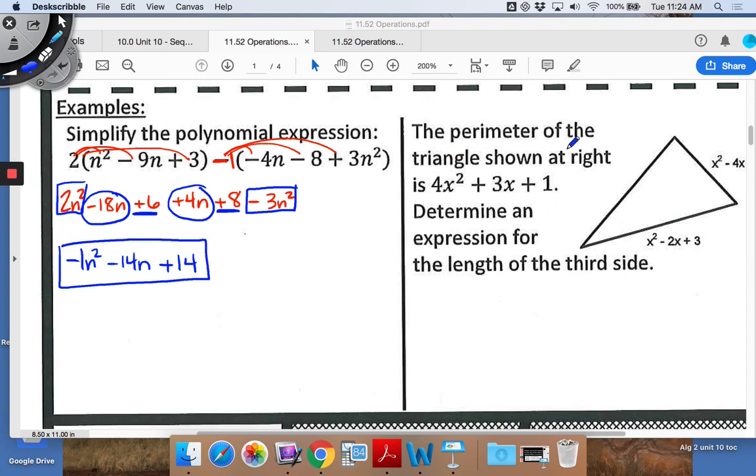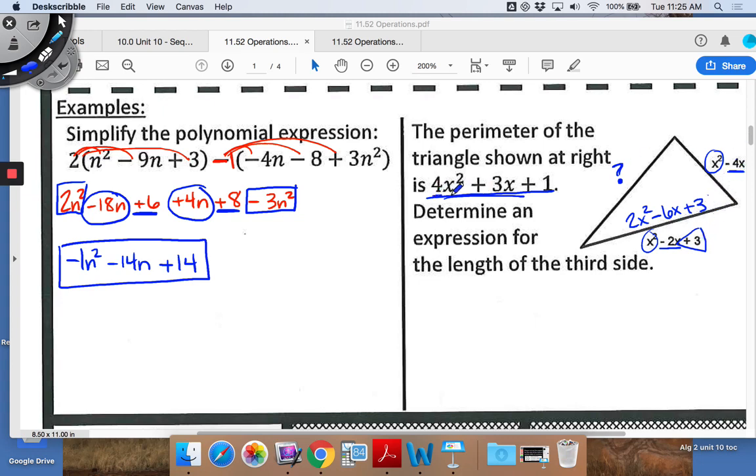This one says the perimeter of the triangle shown at the right is, and it gives us a perimeter. And it asks us for an expression for this third side. So this is a side we don't know. When we do perimeter, we add all three sides, and that gives us this. So one thing we could do is add the two sides that we have here. Combine like terms: x squared and x squared makes 2x squared. Negative 4x and negative 2x is negative 6x. And I don't have anything to combine with this plus 3, so it just is plus 3. So this is the sum of these two.